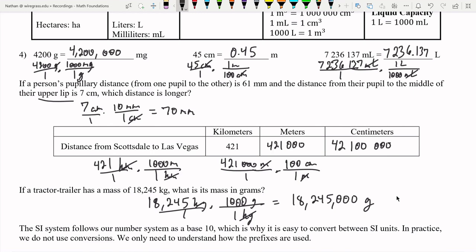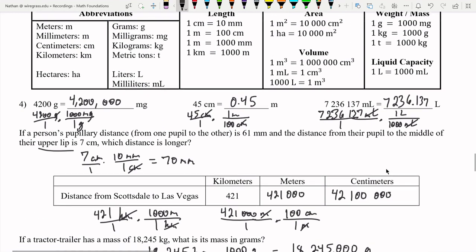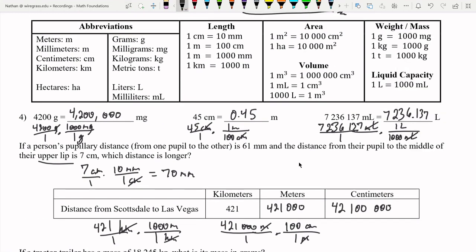And hopefully what you've been seeing here is that it's very easy to convert inside the SI system. That's because all we're doing is changing the decimal point. You can see that we went from 4,200 to 4,200,000, 45 to 0.45. Here, we just moved the decimal point 3 spaces. For every single one of these, I just moved the decimal point and added zeros or removed zeros. We don't actually use these conversions in practice because they're not necessary for how the SI system works.